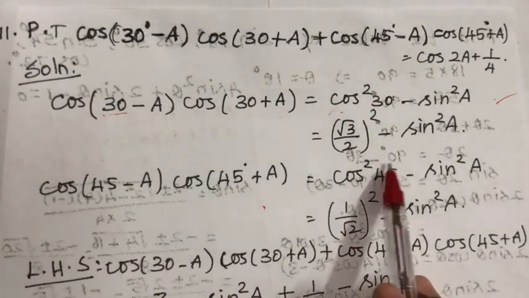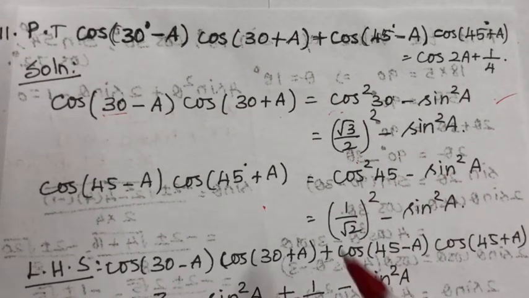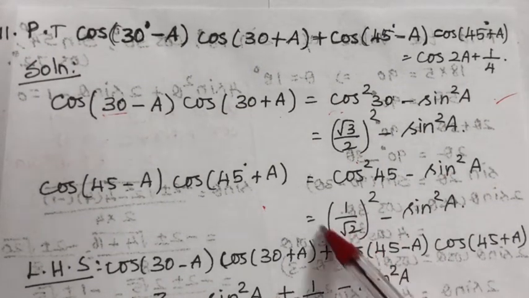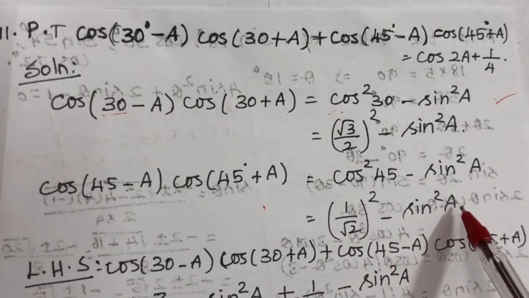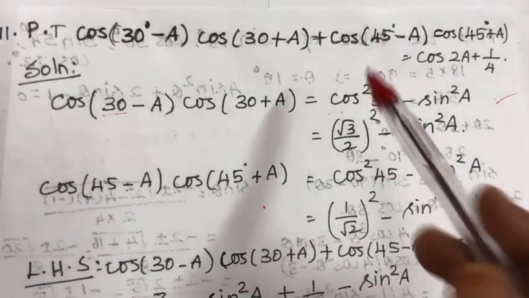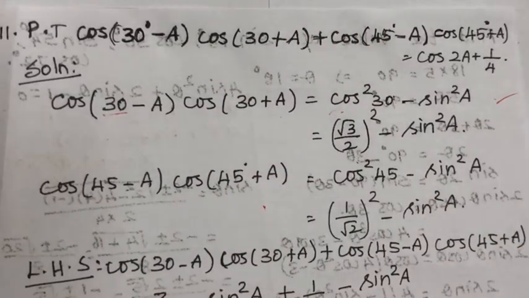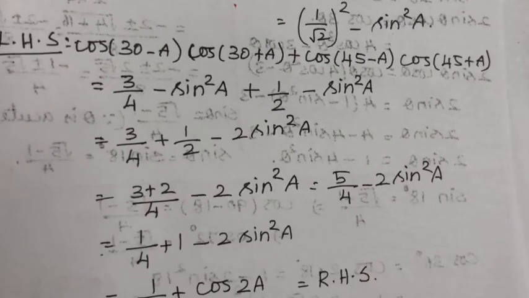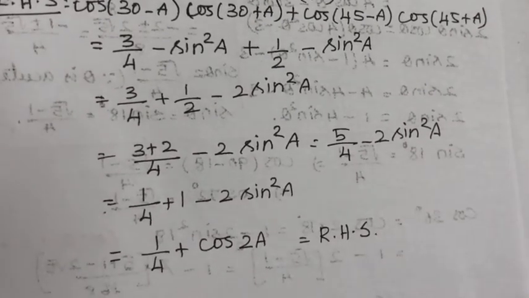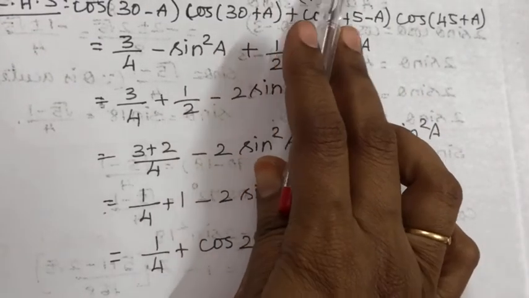That is cos square 45 minus sin square A. Cos 45 value is 1 by root 2, so 1 by root 2 the whole square minus sine square A. Okay, now let's take the left hand side and add both the terms. So cos 30 minus A into cos 30 plus A, cos 45 minus A into cos 45 plus A, that is square of root 3 by 2 the whole square only, isn't it?